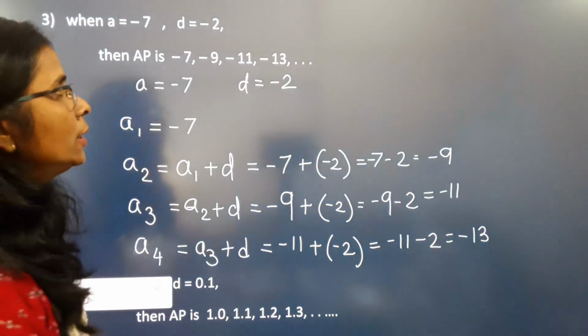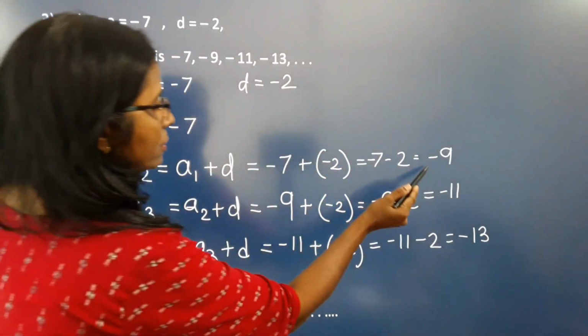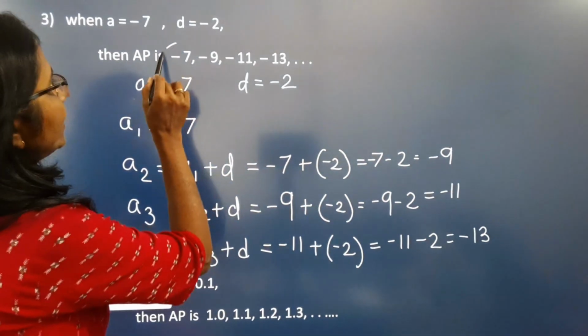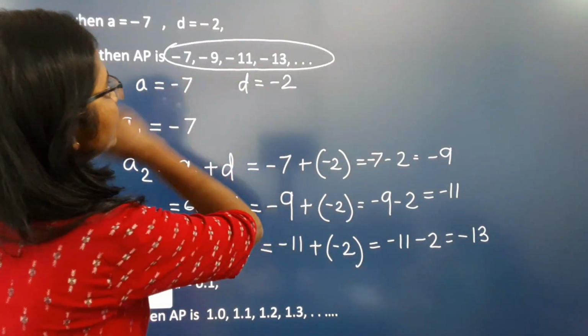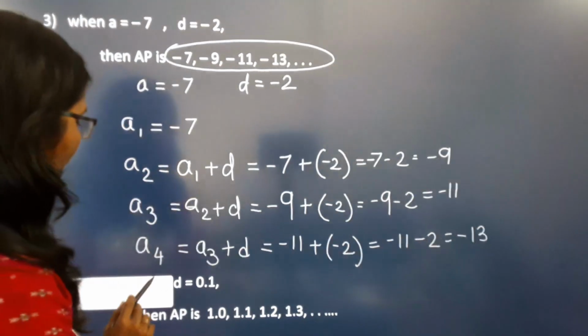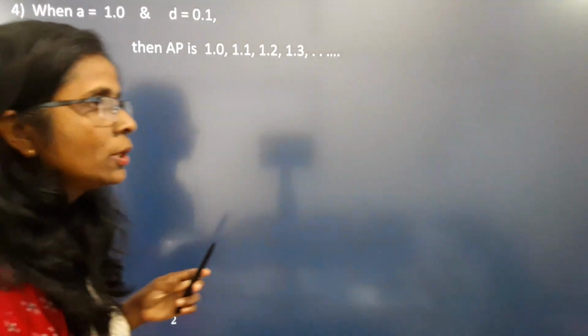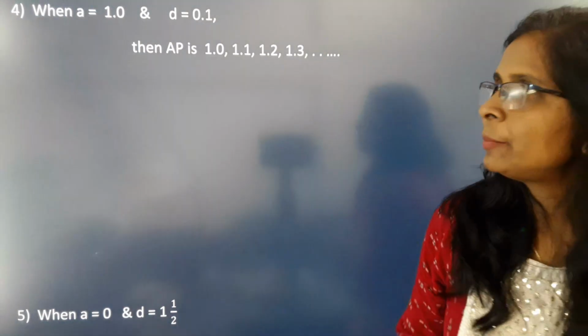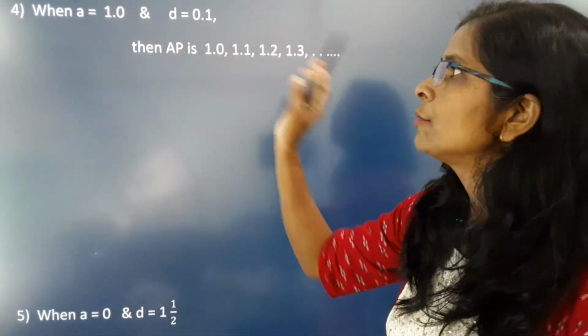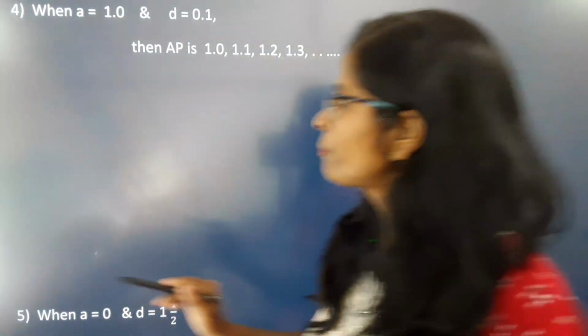So we get the terms minus 7, minus 9, minus 11, minus 13. So our AP will be minus 7, minus 9, minus 11, minus 13. Okay, so this way we can form the AP. Now the fourth example, see the fourth example, when A is equal to 1 and D is equal to 0.1. So let us form the AP.